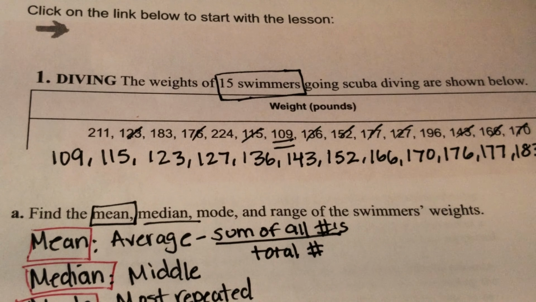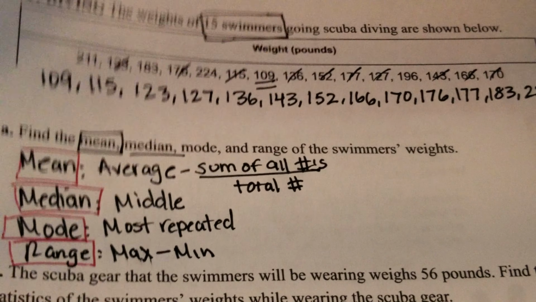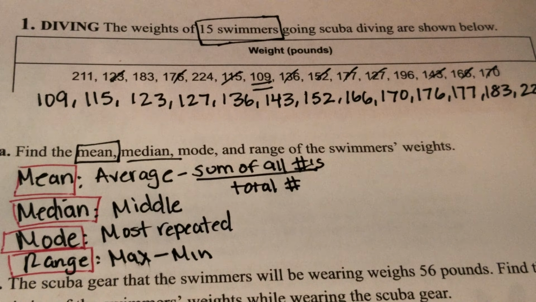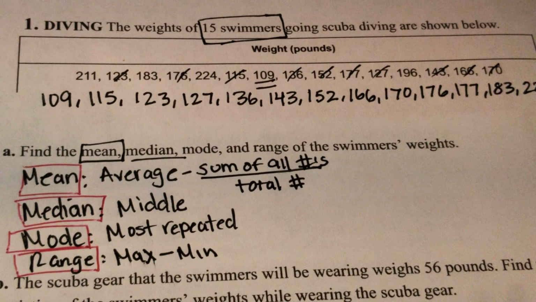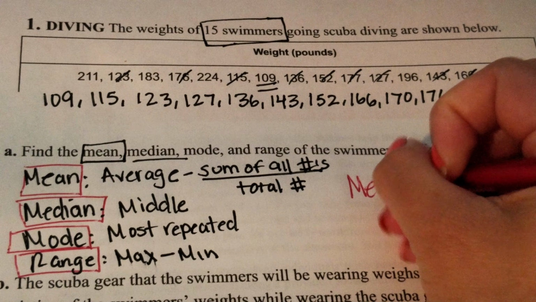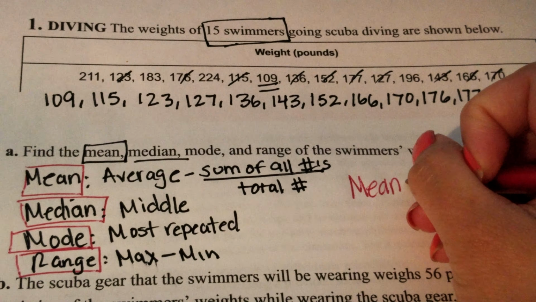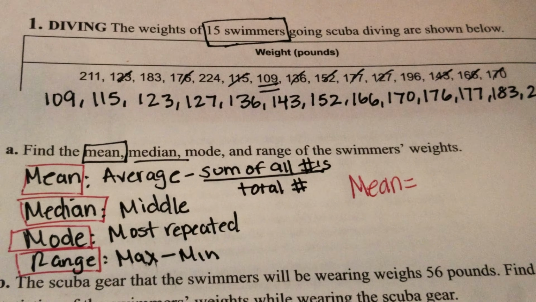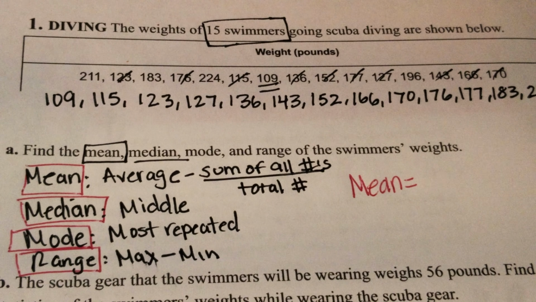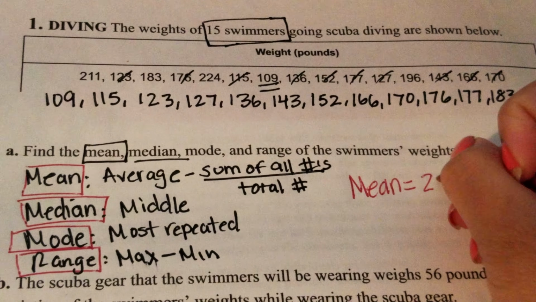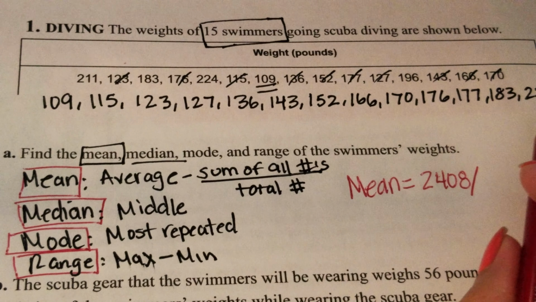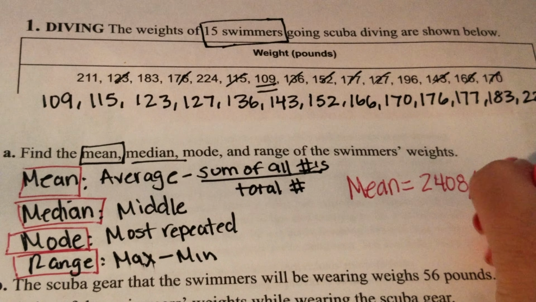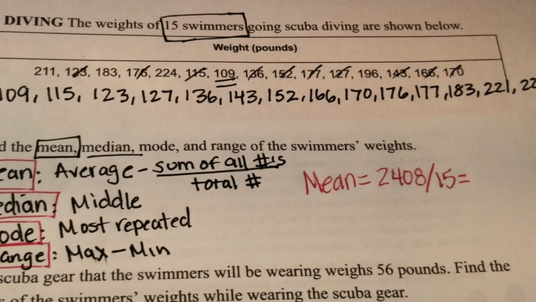All right, so are we ready for this? Take those, write those down. So let's calculate each of these. Mean, so when I add all these numbers, you can do that on your calculator. You will get 2,408 divided by, okay, so I just added, okay, divided by 15 swimmers. And that is what?